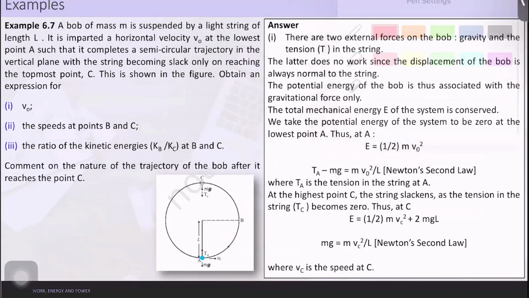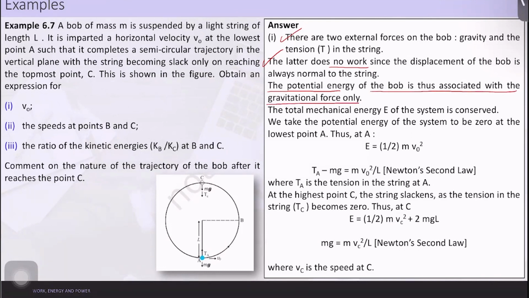Let us understand more. We understood that there are two external forces, but the latter does no work. Why? Since the displacement of the bob is always normal to the string. Now, the potential energy of the bob is thus associated with the gravitational force only. Quite evident, because there is no other force acting. The potential energy will only be due to the gravitational force.